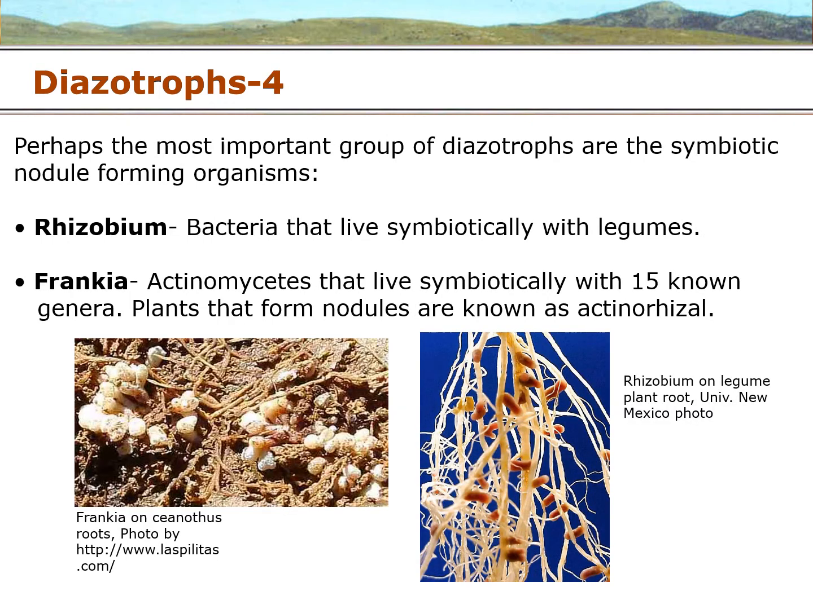Perhaps the most important group of diazotrophs are the symbiotic nodule-forming organisms. We have Rhizobium, which is a bacteria that lives symbiotically with legumes. We also have Frankia. It's an actinomycete that lives symbiotically with 15 known genera. Plants that form nodules are known as actinorhizal. On rangelands, some of the actinorhizal genera include alder, ceanothus, mountain mahogany, cliff rose, bitterbrush, blackberry and raspberry, buffaloberry, silverberry, and also the Russian olive.